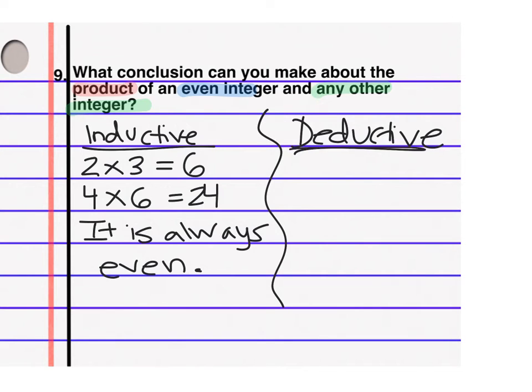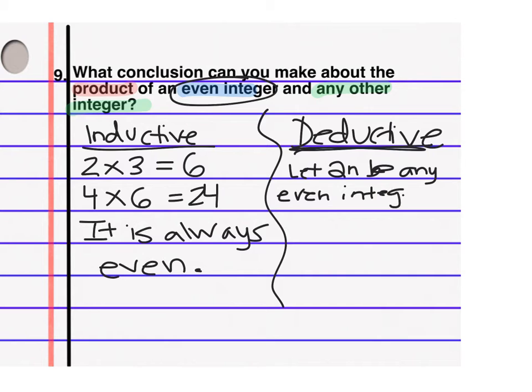Deductive, you're doing more of a formal proof. All right? So let's say if we want an even integer, let's let 2n, why 2n? Because 2 times anything is even. So 2n will be any even integer. And I could have said 2x or 2b or whatever. I'm just kind of using algebra. Okay, we're going to have x be any other integer.